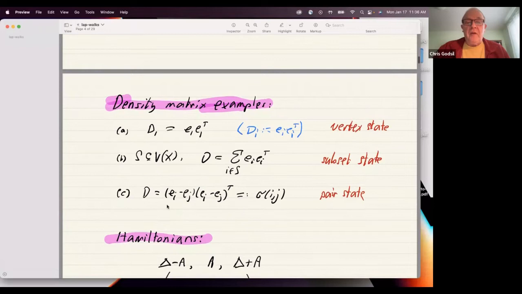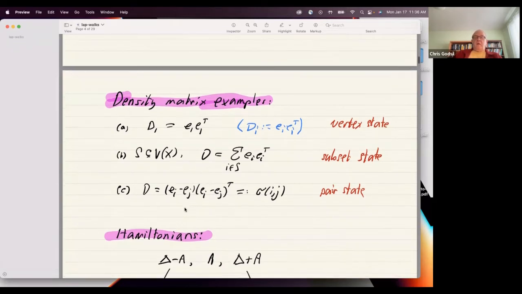The ones I want to work with today are of this form. So the point here is D is a vector times its vector transpose. So that's a positive semi-definite matrix. I've still got the trace wrong, but we could scale, divide by 2, and get an official density matrix. I'm going to call this a pair state. Now, we'll come back to why I might want to do that, but the point is it is well defined. So these are all states we could use for quantum walks.